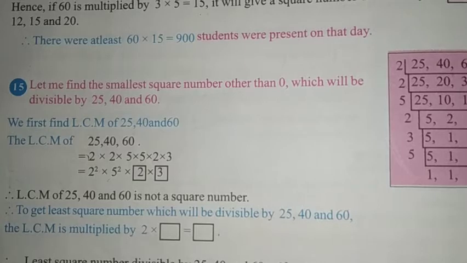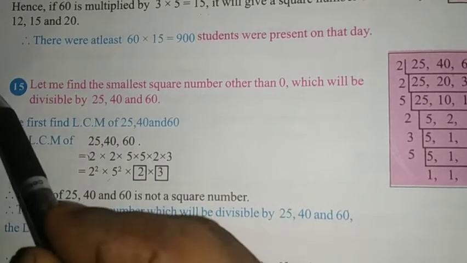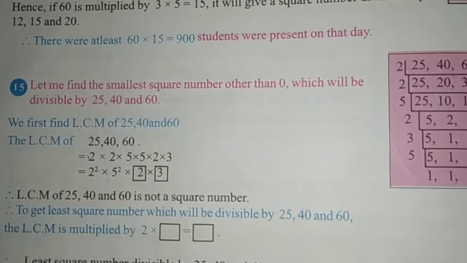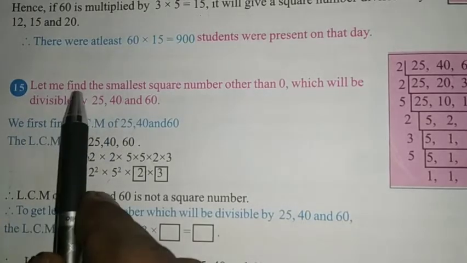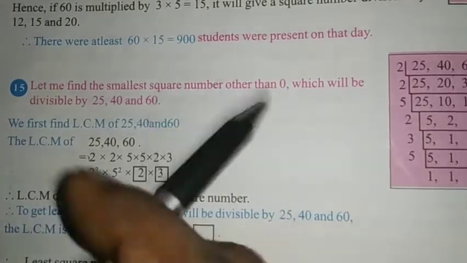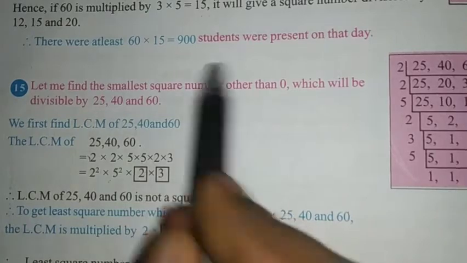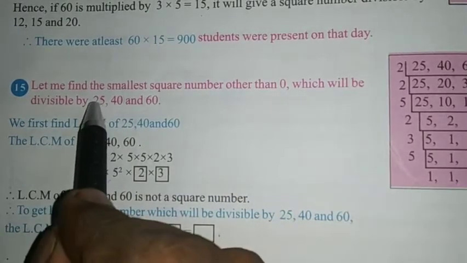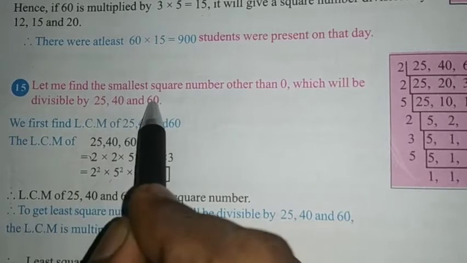Alright, so let's start the third video with an example. That is example number 15 from page 210. So let's read the question first. Find the smallest square number, remember the square number is mentioned other than 0, which will be divisible by 25, 40 and 60.